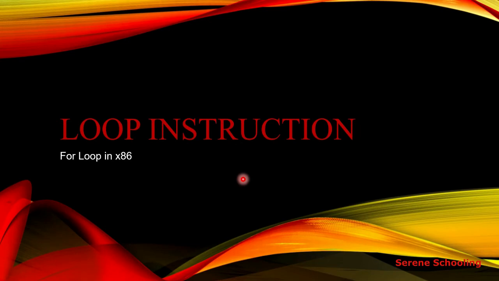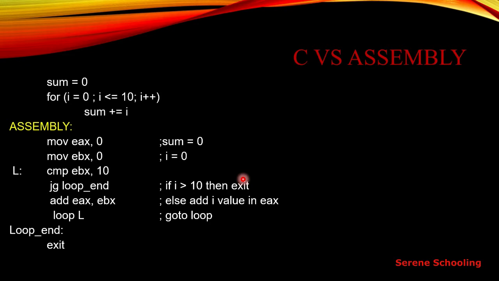Today we will start the loop instructions in assembly language. So we will be concerned only with the for loop in assembly. Firstly, we will be comparing the instructions in C language and in assembly language. Here is the for loop in the C language.